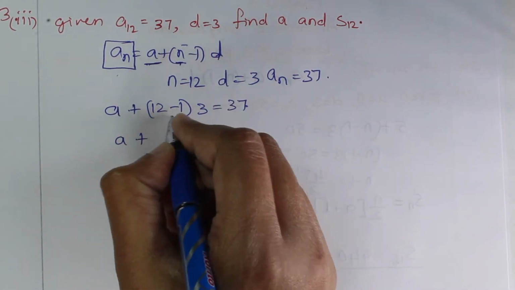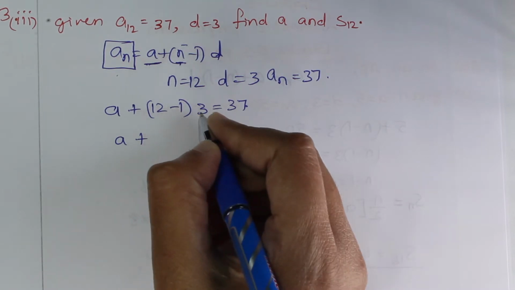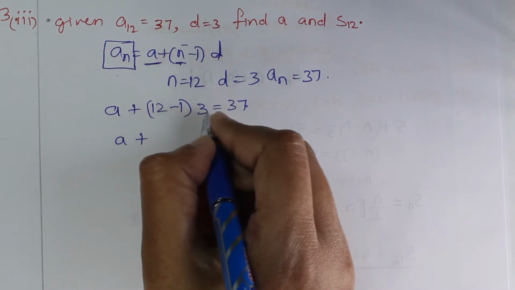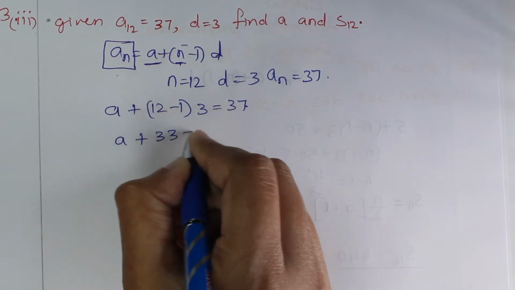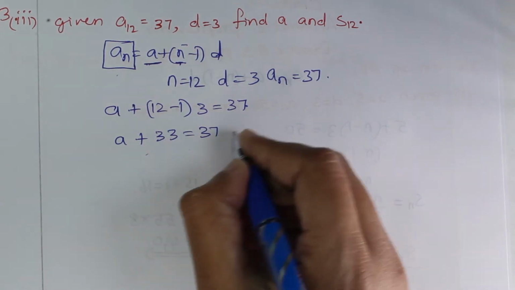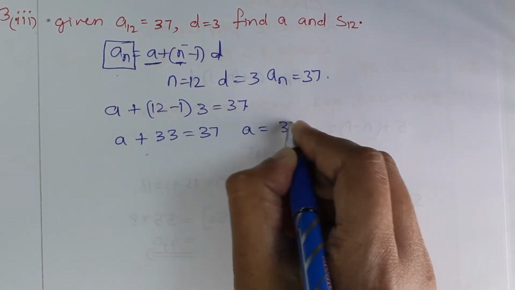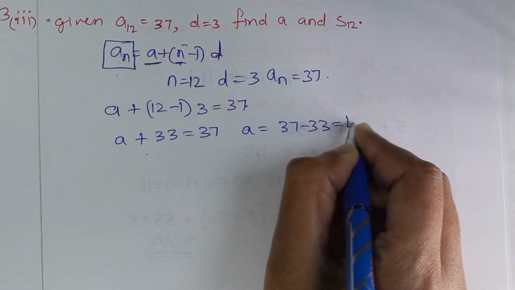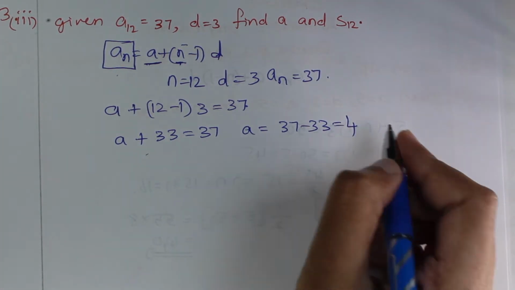A plus 12 minus 1 is 11. 11 into 3 is 33, which is equal to 37. So A is equal to 37 minus 33, that is equal to 4. So I got the value of A as 4.